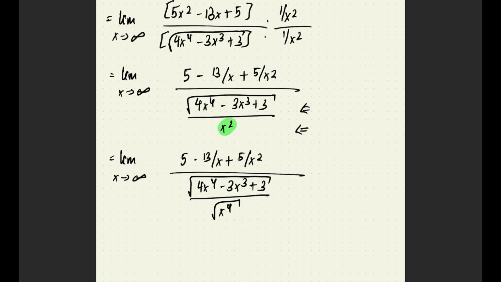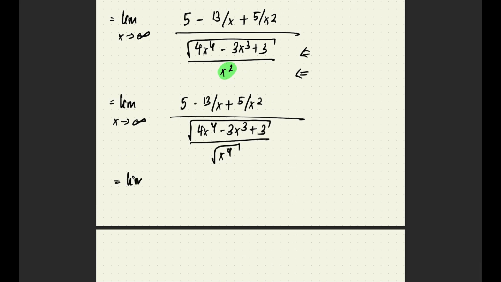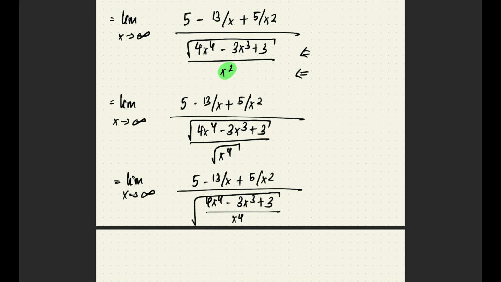So now what I can do is divide them under the same square root, which simplifies this whole thing for us. Okay, so let's do that. So this gives us the limit as x approaches infinity. Again, I'll copy things down, and then I apply the square root to the whole thing.